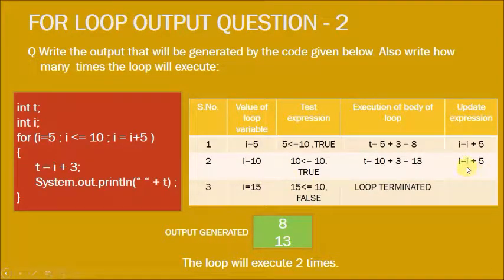The earlier value of I was 10, so 10 plus 5 will become 15. Then it will again go to the test expression. 15 less than or equal to 10? This is false, so the loop will terminate. So this will be the output generated. And as there are 2 iterations in this loop, 1 and 2, the loop will execute 2 times. So if you make a table like this, it is very easy to understand all the steps of the loop and you will never go wrong.